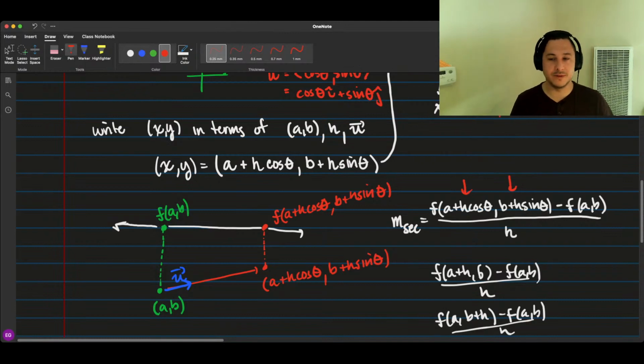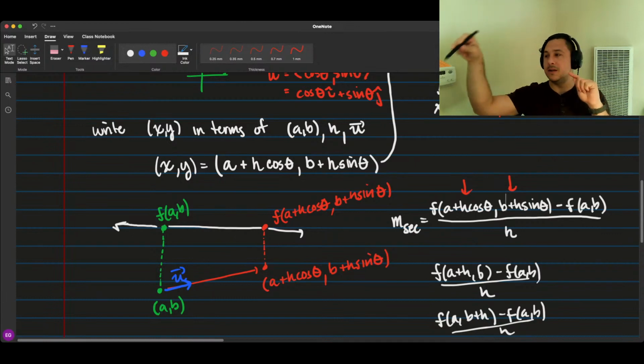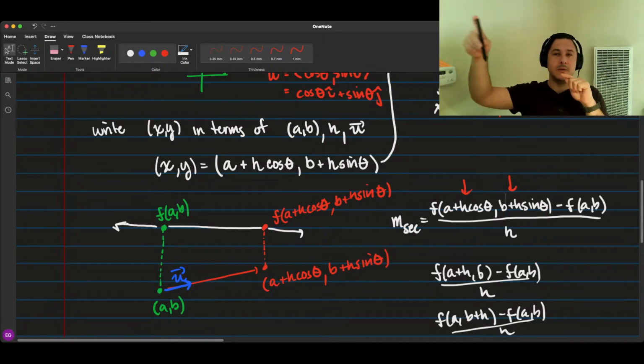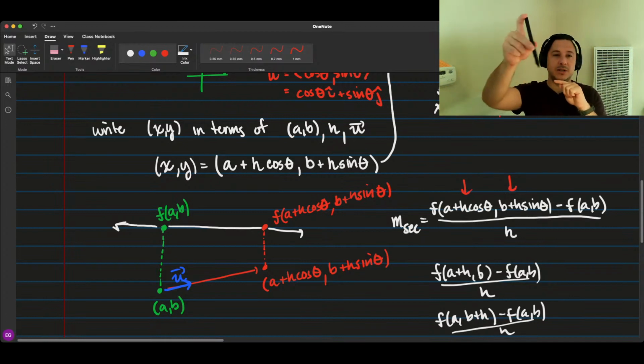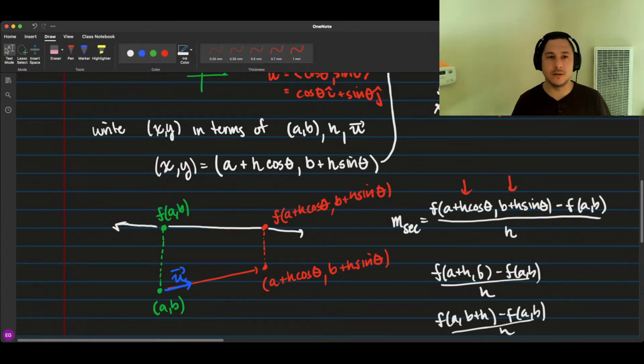I'm going to pause. There are probably questions. We will see. It's hard to say. Does it at least make sense that this is no longer just moving away? The secant line isn't just moving away from your point in the x or y direction. It's moving in some arbitrary direction. How do we feel about that? Does that make sense or no?